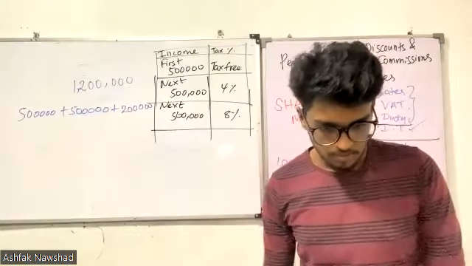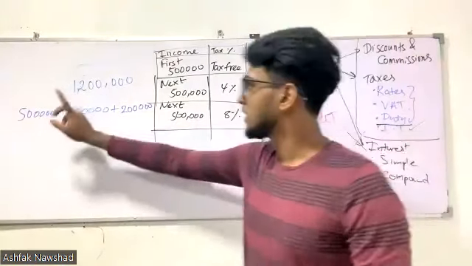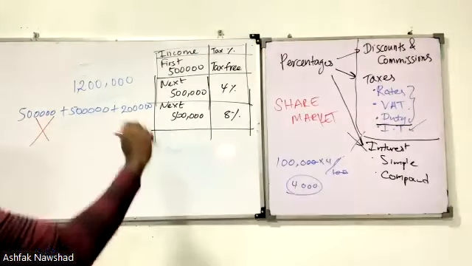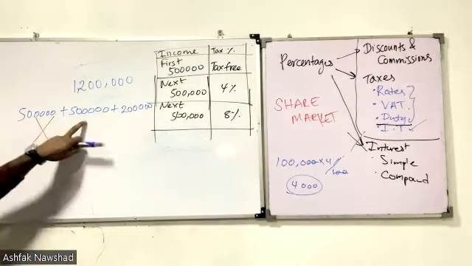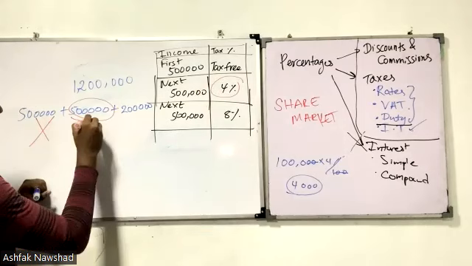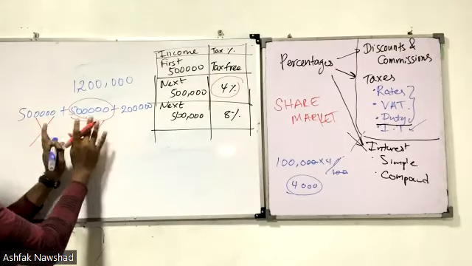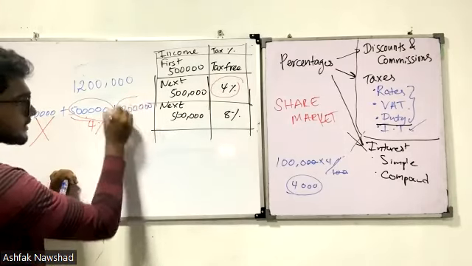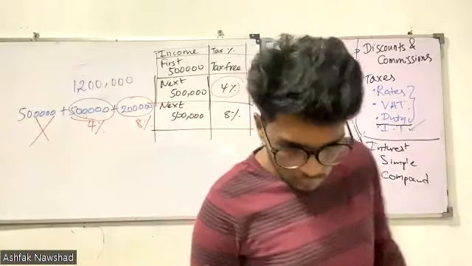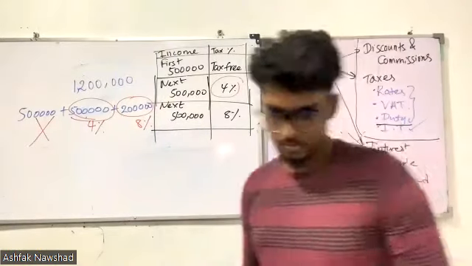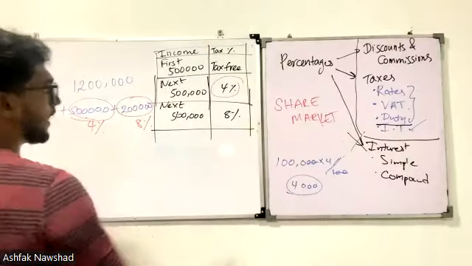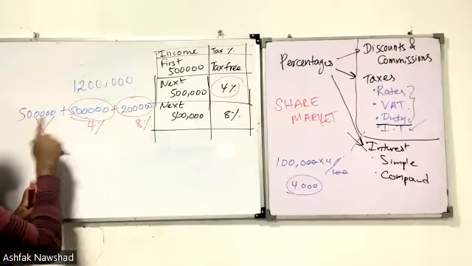I just divided, right? Now, for the first 500,000, we know tax is exempted, like no tax, tax free. For the next 500,000, he'll have to pay how much? 4%. So let's calculate it. And for the next 200,000, he must pay 8%. Don't get confused between discount and tax. Right? Taxes are meant to be added. So I hope this is clear.